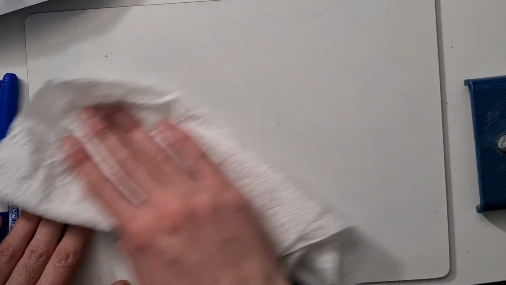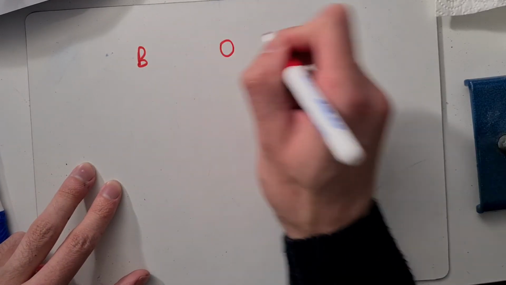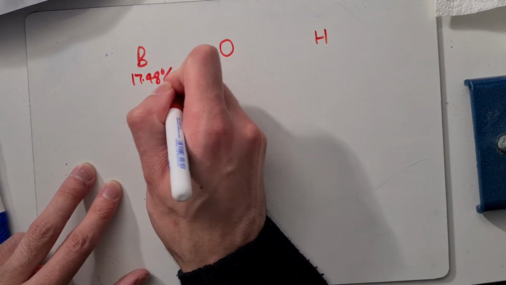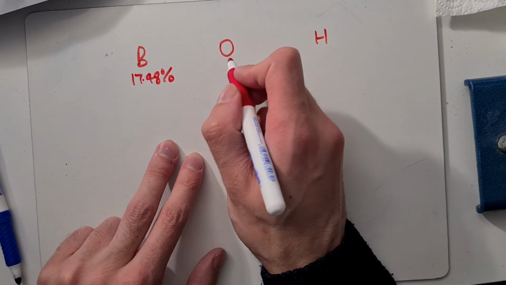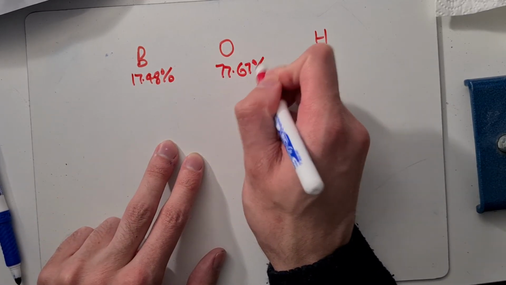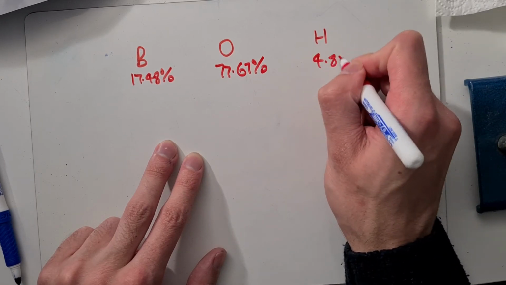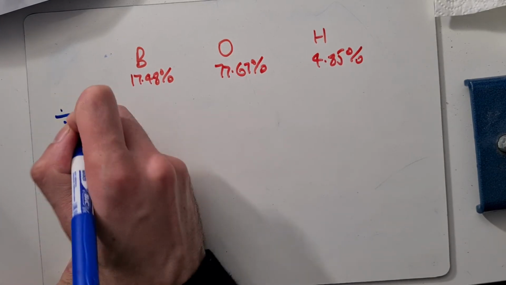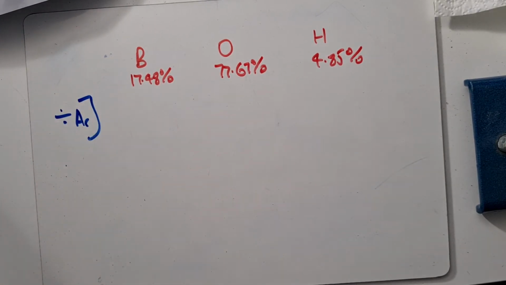In part C, BCl3 gas reacts with water to form a solution containing 2 acidic products. One of the products, A, has the following percentage composition by mass. Calculate the empirical formula of compound A. So we've got boron, oxygen and hydrogen, and we've got 17.48% of boron. We've got 77.67% of oxygen and 4.85% of hydrogen.